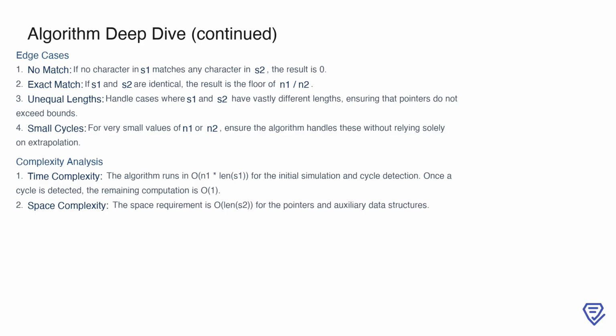Additionally, when the lengths of S1 and S2 differ significantly, we must ensure that the pointers stay within bounds and process the strings correctly. For small values of N1 or N2, we need to ensure that the algorithm doesn't rely solely on cycle detection, as there might not be enough data to form a cycle.